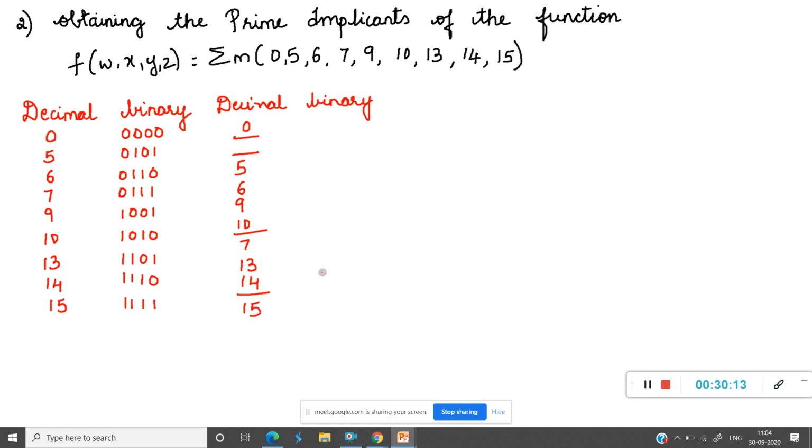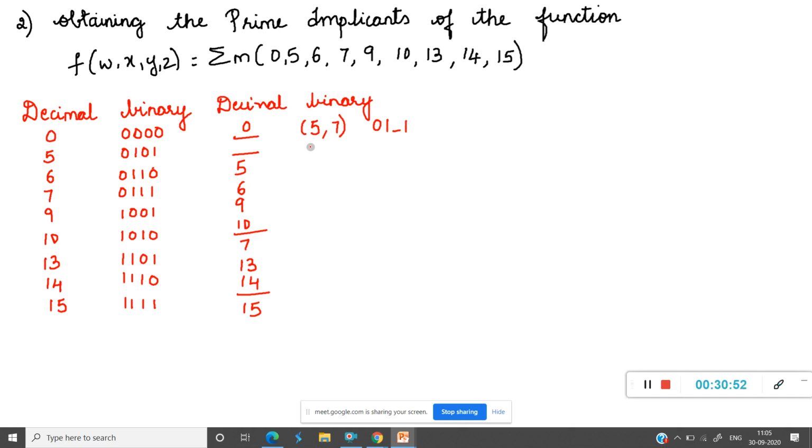Okay, students? Fine. So now see here, the zero's next category is empty, so you have to leave it as it is. The second is also empty, so you cannot compare second with third. So next go for the third group with fourth group comparison. Can I compare 5 with 7, students? Yes, I can compare it and I can write it as 0, 1, dash, 1.